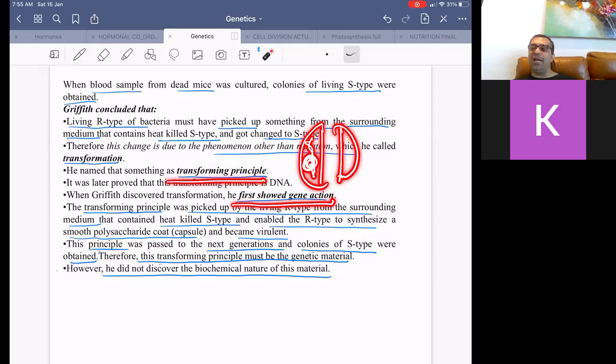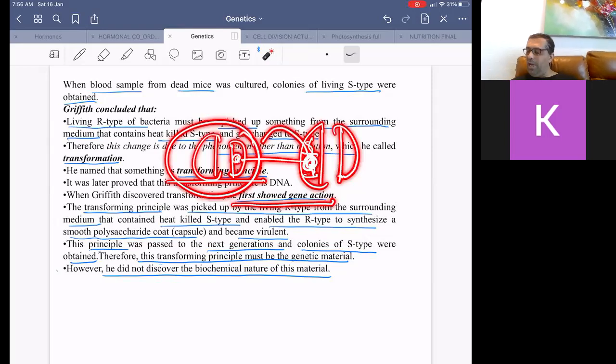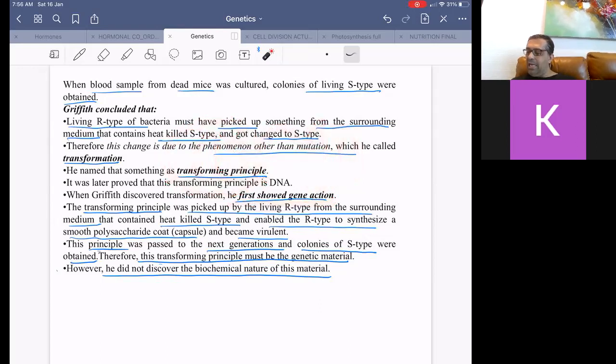By heating, the bacteria dies, but DNA does not degrade. That means the gene for capsule must have transformed R type into S type by forming a capsule around it. And this was called Griffith's experiment on bacterial transformation, and that particle was called the transforming particle. This was among the first experiments to prove that there is something called a transforming particle, given by Griffith.